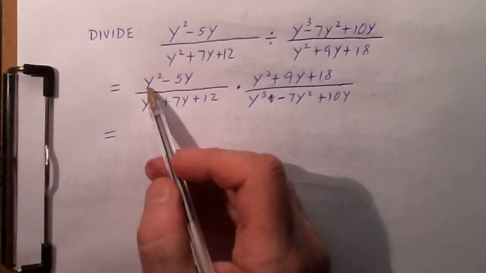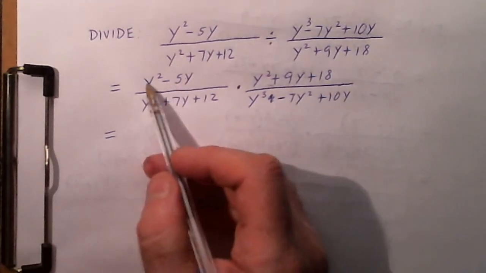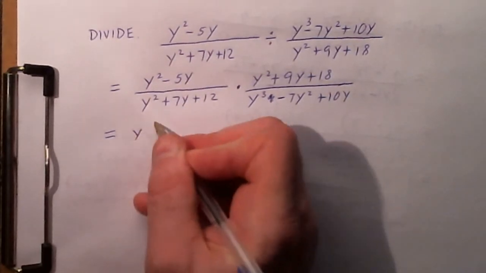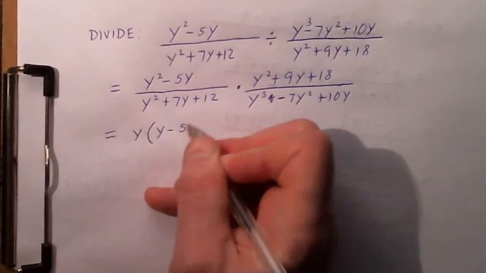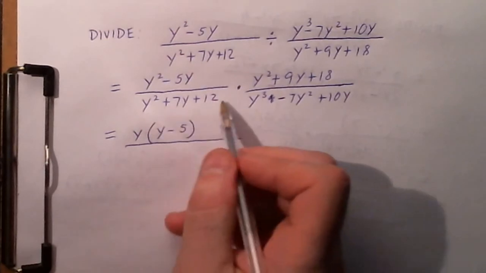All right, how can we factor y squared minus 5y? Well, we can factor a y out of both these terms. Let's do that. That numerator has been completely factored. Now let's look at the denominator.